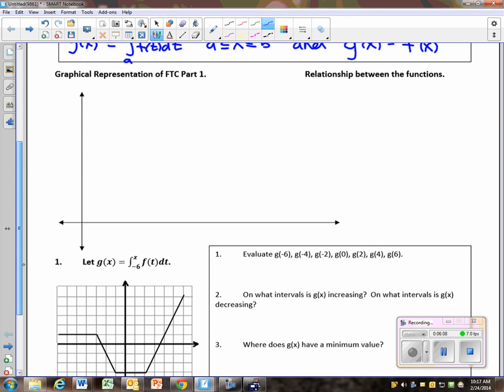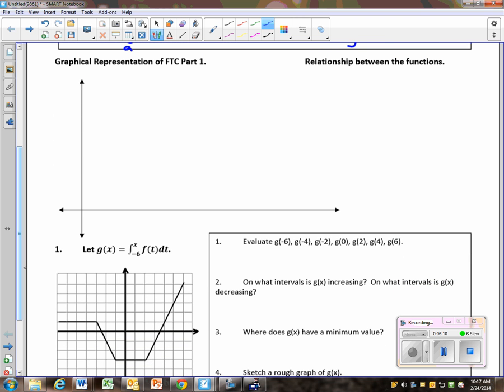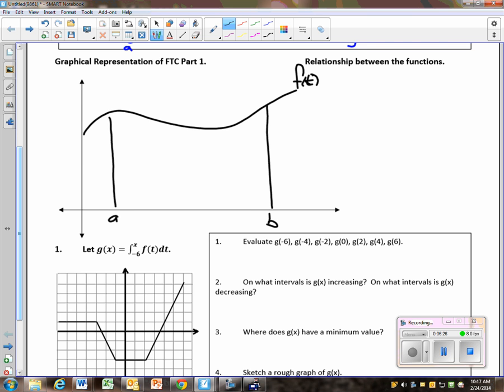Let's look at the graphical representation of the Fundamental Theorem of Calculus Part 1 so we can understand it a little bit better. I like this drawing. We'll see if it works for you. Again, we have a function. We will bound it from a to b. We'll call that function f of t. And we'll have some value x that resides between a and b.